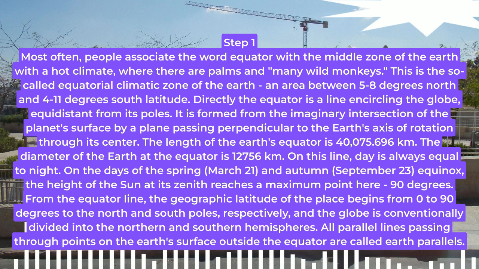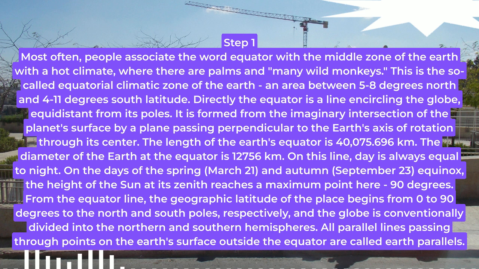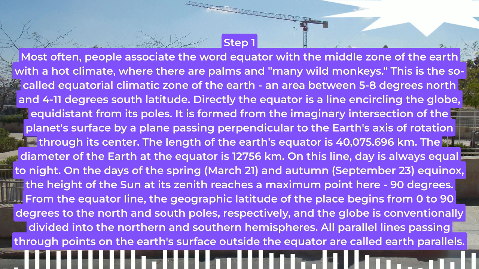From the equator line, the geographic latitude of the place begins, from 0 to 90 degrees to the north and south poles, respectively, and the globe is conventionally divided into the northern and southern hemispheres. All parallel lines passing through points on the Earth's surface outside the equator are called Earth parallels.